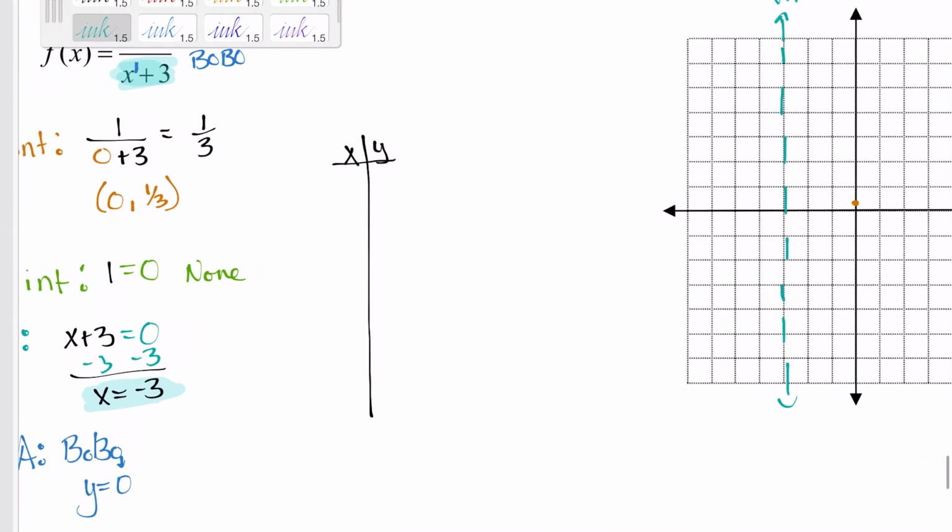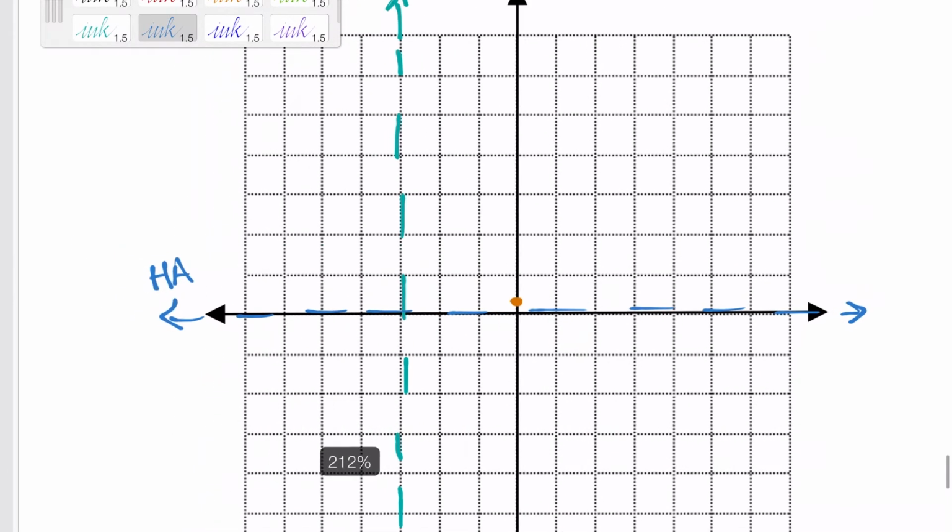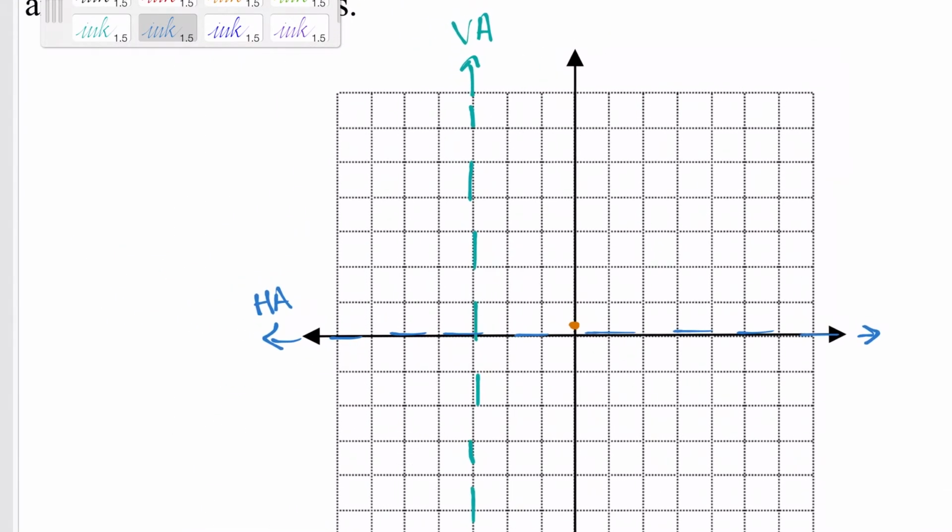And then a horizontal asymptote where y was equal to 0. And this is why we didn't have an x-intercept, because we ended up having an asymptote on the x-axis. So then we can't cross something that we're not allowed to touch.